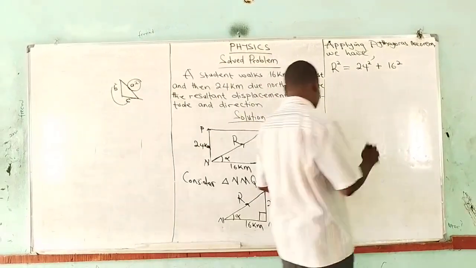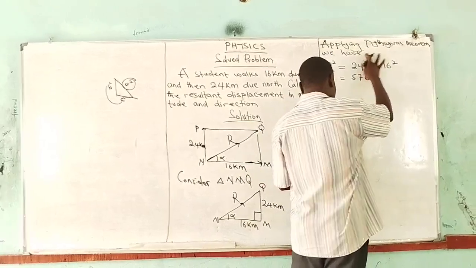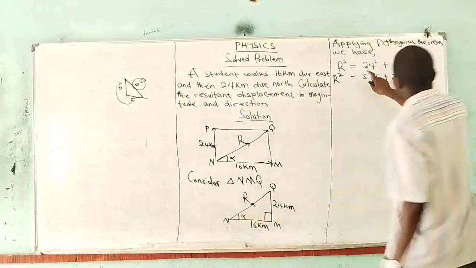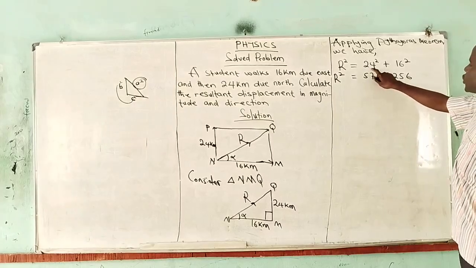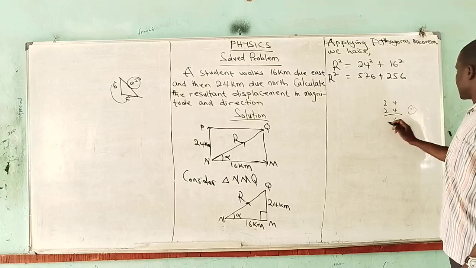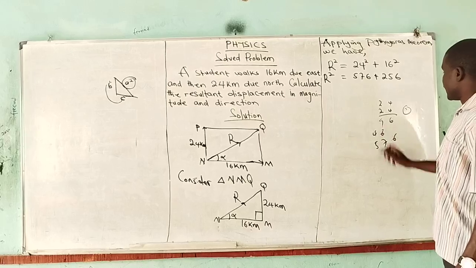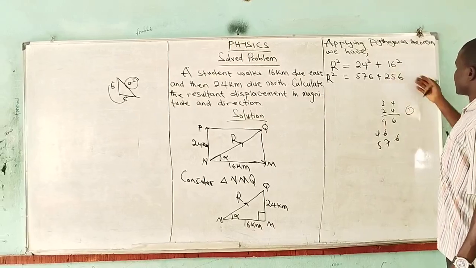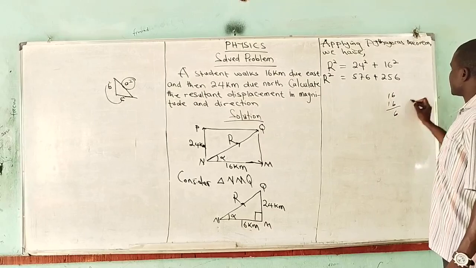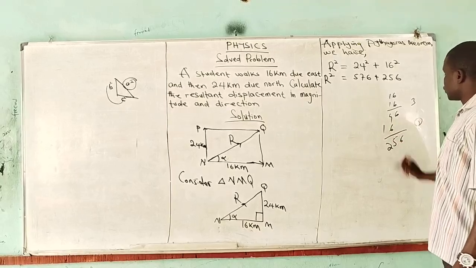So what do we have when we square this? 24 squared is 24 times 24, which gives 576. Then 16 times 16 gives 256.